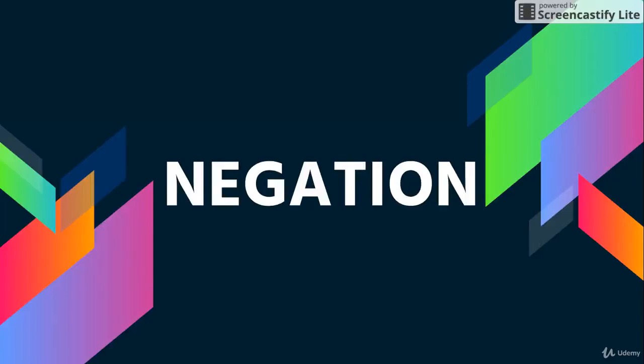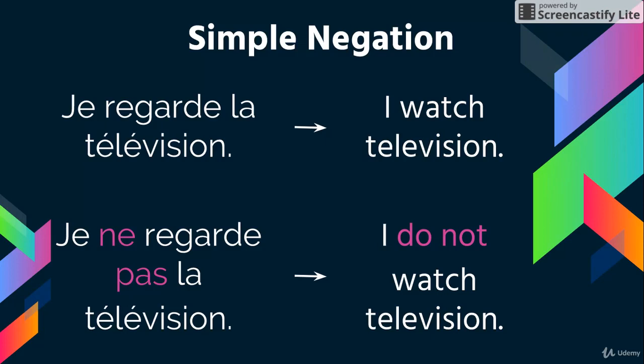In this video, we're going to talk about how to make a sentence negative and the different expressions used. First, let's start with the basic form of negation in French. Take the sentence Je regarde la télévision, which means I watch television. To make it negative, we would say I do not watch television. As you know, the keywords that make a sentence negative are do not.